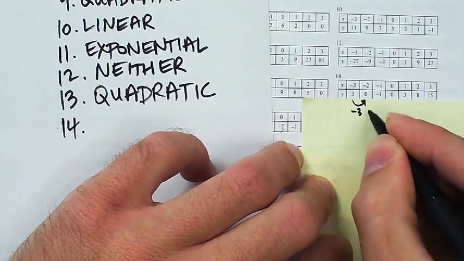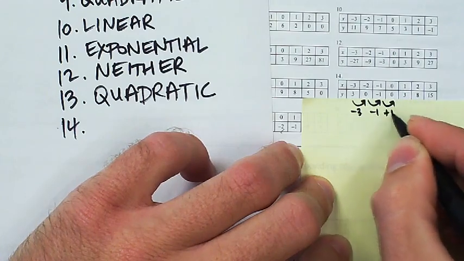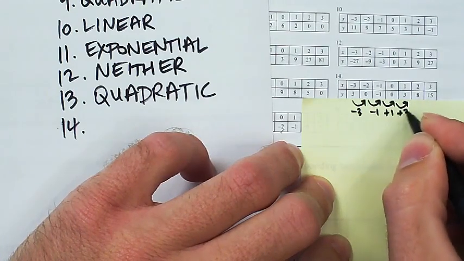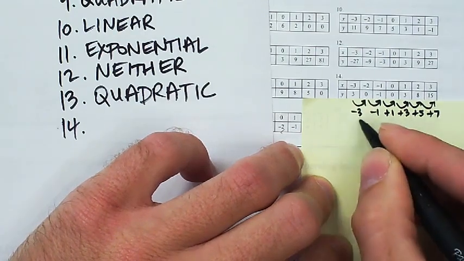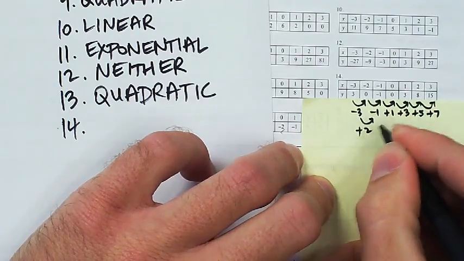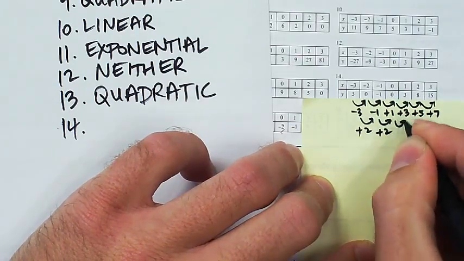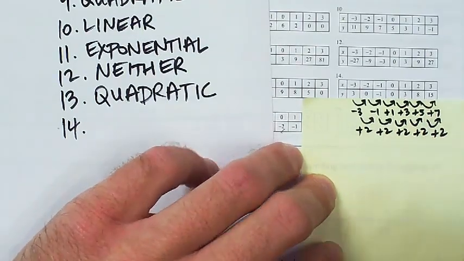All right. 3 to 0 is a decrease of 3. 0 to negative 1 is a decrease of 1. Negative 1 to 0 is an increase of 1, increase of 3, increase of 5, and an increase of 7. Negative 3 to negative 1, that's plus 2, plus 2. Yeah, these are all plus 2s, so it will be quadratic.